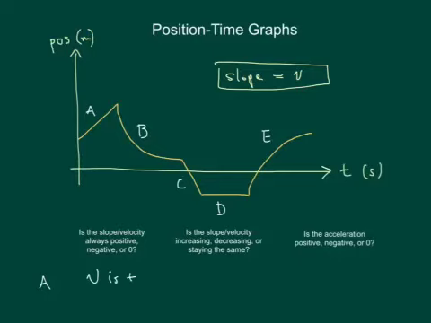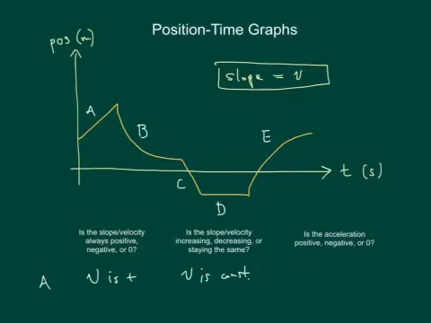Next, is the velocity, the slope, increasing, decreasing, or staying the same? A is a straight line. Straight lines have constant slope. That means during A, the slope is constant, but I'm going to write the velocity is constant.